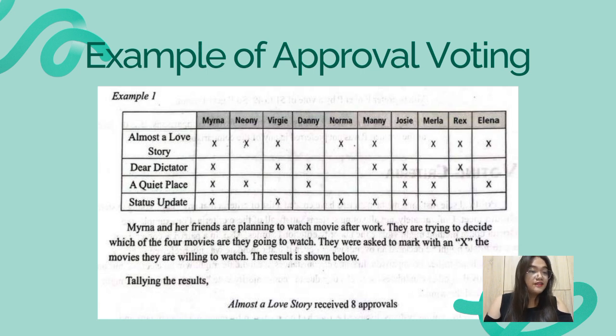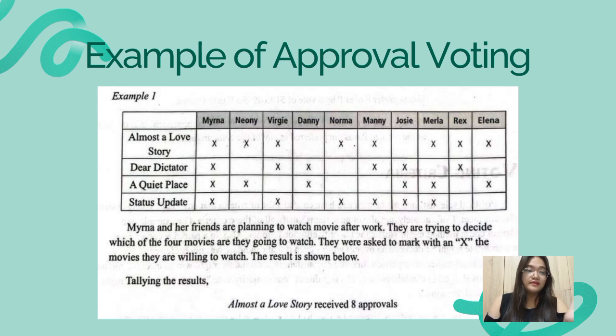Next is si Dear Dictator. So, si Myrna, approve. Nioni, disapprove. Virgie and Donnie, approve. Norma, disapprove. Manny, Josie, approve. Merla, disapprove. Rex, approve. And Elena, disapprove. So, we have a total of 2, 4, 6, 6 over 10 votes of approve.